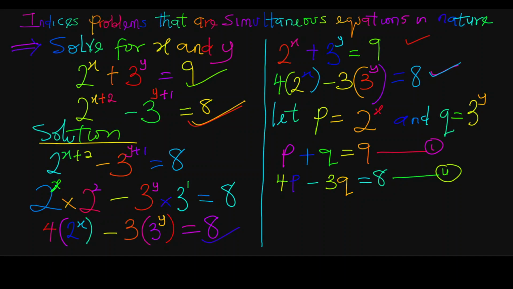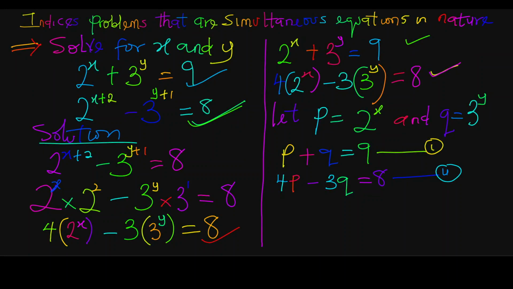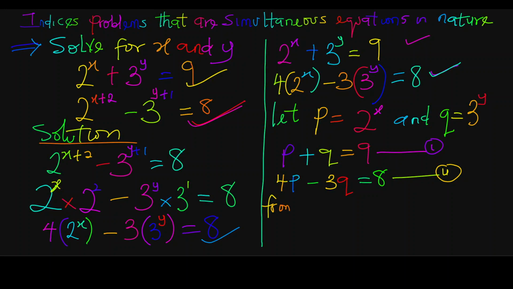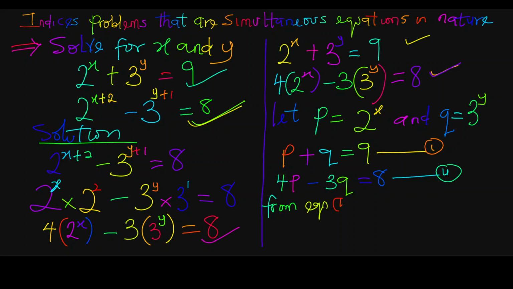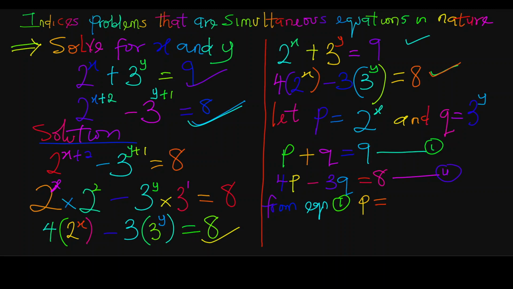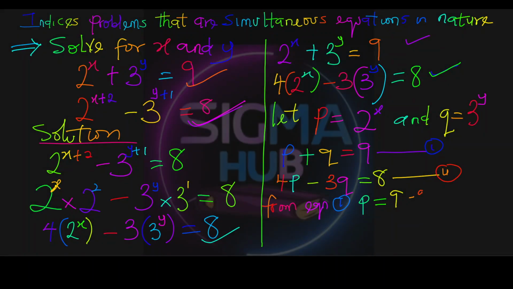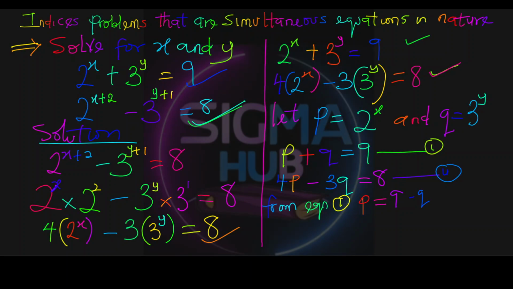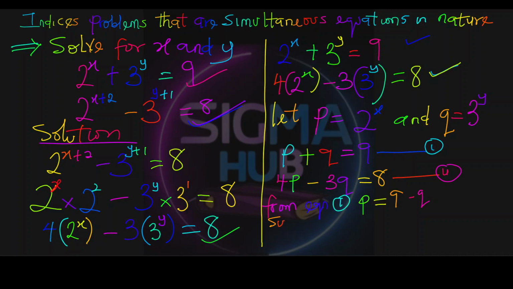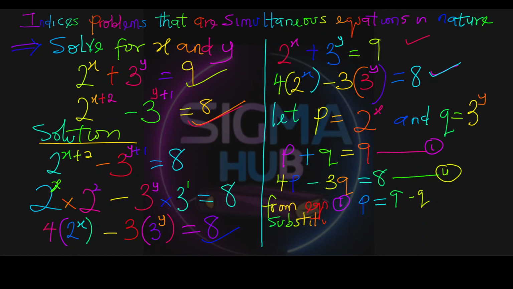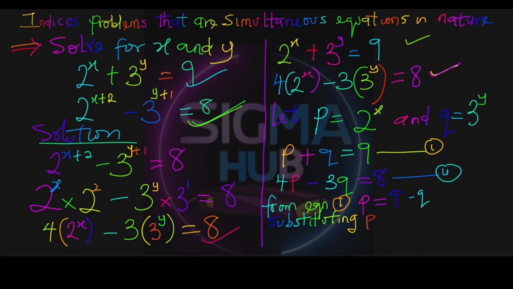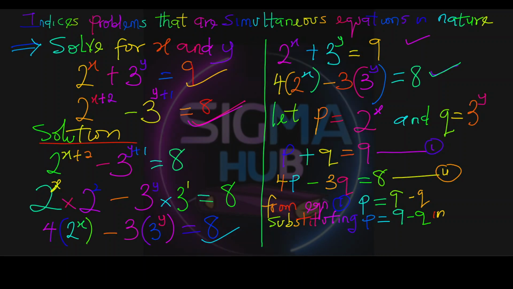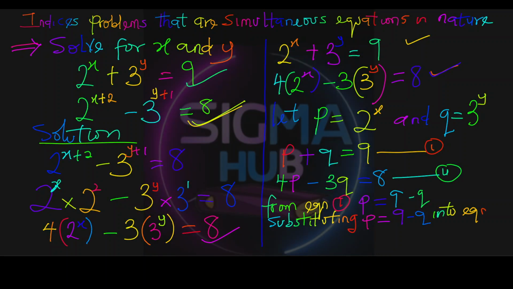Now let's quickly solve this simultaneous equation using the substitution method. From equation 1, we know that p will be equal to 9 minus q. So we substitute the value of p, which is 9 minus q, into equation 2.